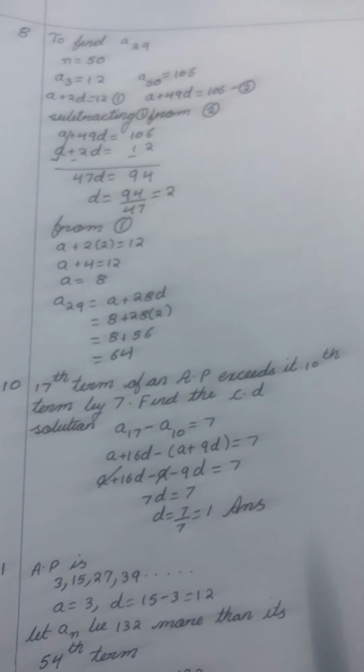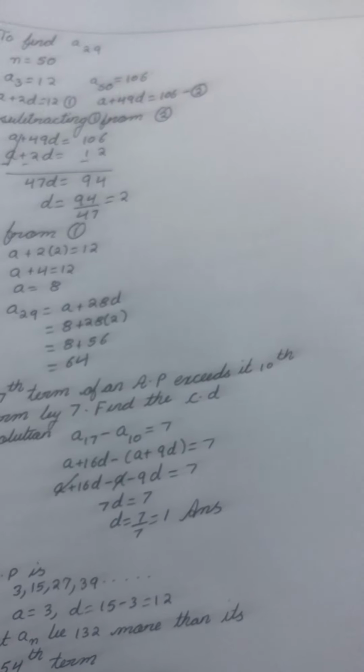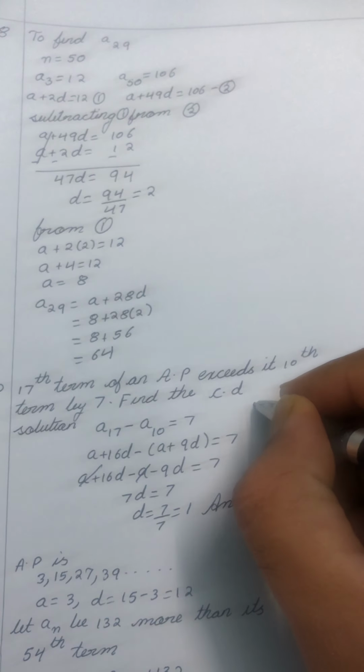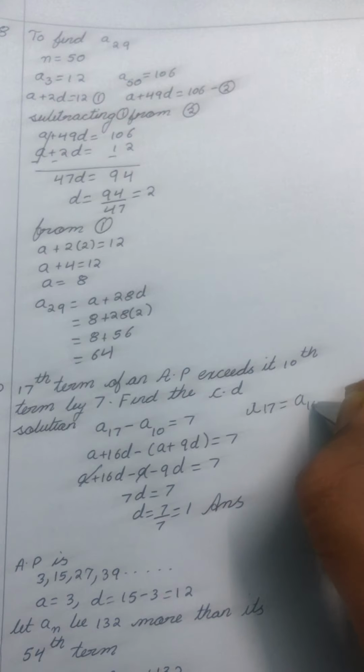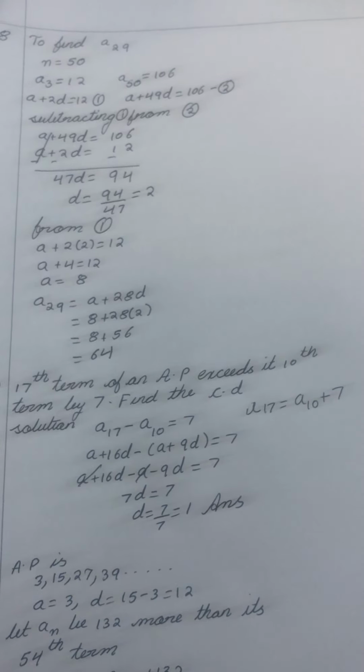So in question number 10, the 17th term exceeds the 10th term by 7. One more way you can make this equation. This equation can also be written this way: a17 equals a10 plus 7. Then you can solve the same way, and the same answer will come.